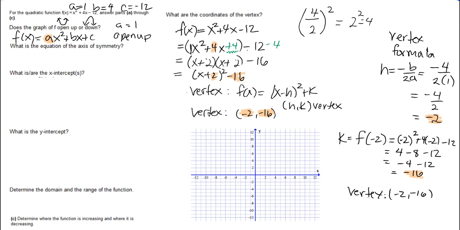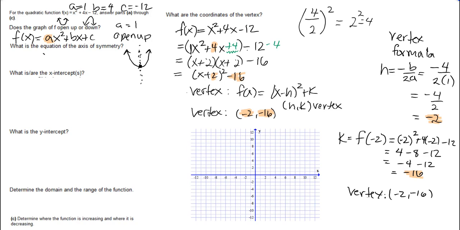The next part says, what is the equation of the axis of symmetry? These parabolas have symmetry, and if we take a look at a sketch here, the symmetry happens when you pass through the vertex of that parabola. So you're going to have a mirror image on both sides of that vertex. And so we use a vertical line. I've drawn a vertical line, that dashed line.